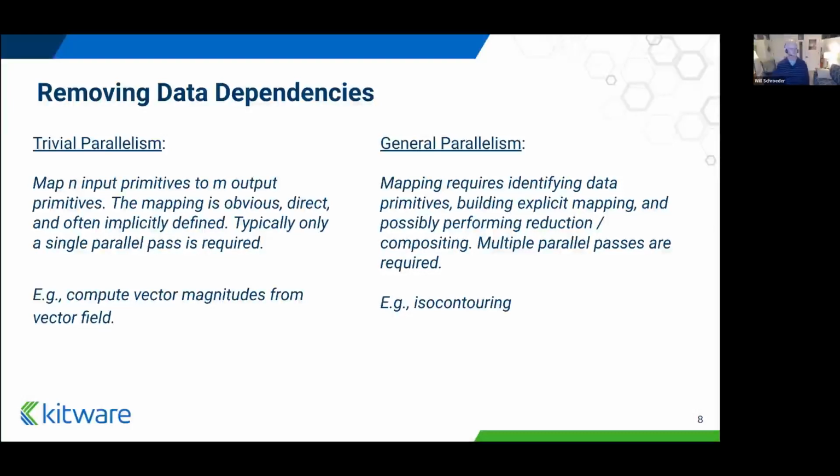So very simple, trivial. General parallelism is hard because you have to identify what your basic data primitives are. You have to build an explicit mapping of input to output, and you possibly have to perform reduction and compositing. And typically multiple parallel passes are required. A good example is isocontouring. You know what the input is, but you don't know what the output is. That's a function of the iso contour value. So a mapping is required, and that makes the algorithm non-trivial.